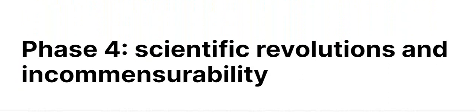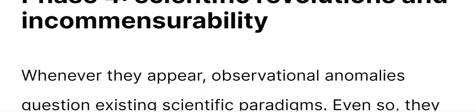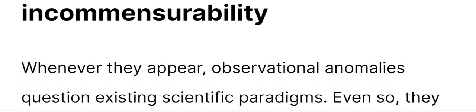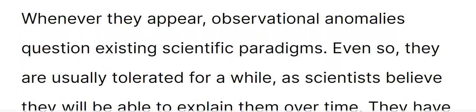Phase 4. Scientific revolutions and incommensurability. Whenever they appear, observational anomalies question existing scientific paradigms. Even so, they are usually tolerated for a while, as scientists believe they will be able to explain them over time. They have all the right to, because this has often been the case throughout history.